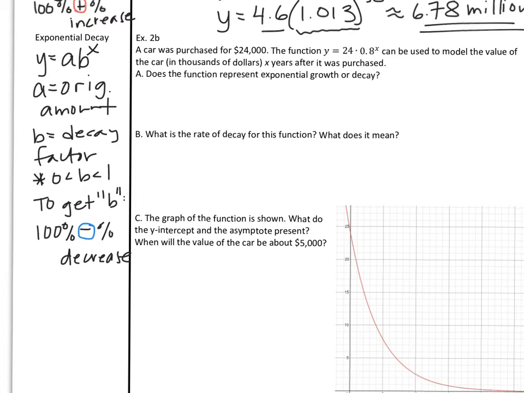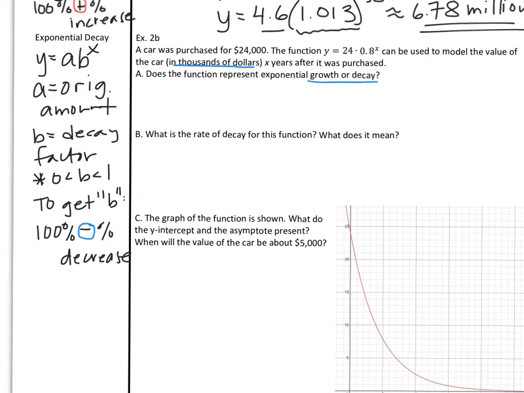Over on the right, example 2b. A car was purchased for $24,000. The function 24 times 0.8 to the x can be used to model the value of the car in thousands of dollars, x years after it was purchased. Does this function represent exponential growth or decay?